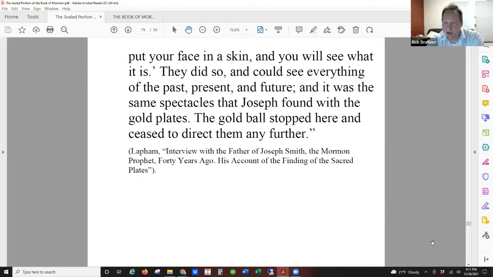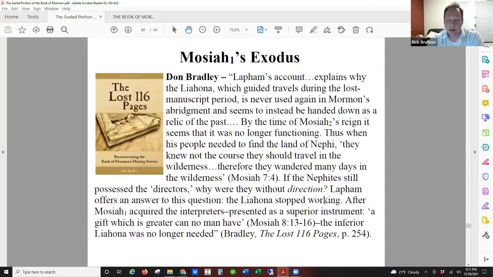So the Liahona led them to this hill where they found the interpreters buried somewhere, at which point the Liahona stopped working. Bradley made an interesting observation, which I'll read here. Lapham's account explains why the Liahona, which guided travels during the lost manuscript period, is never used again in Mormon's abridgment and seems to instead be handed down as a relic of the past.